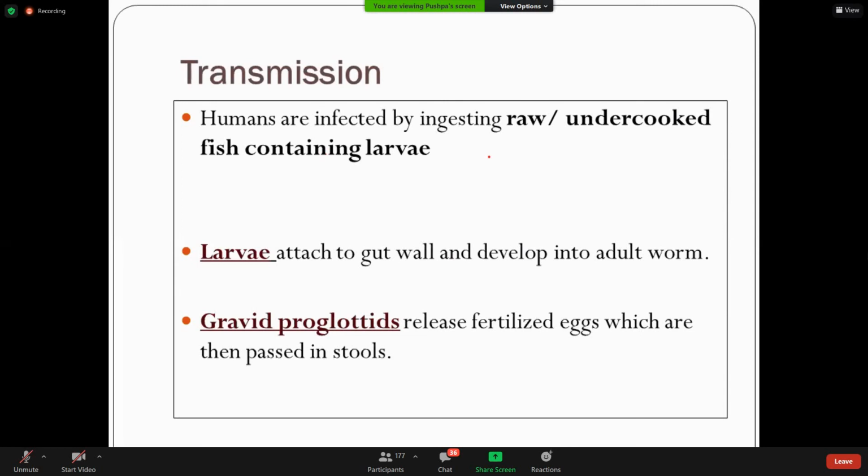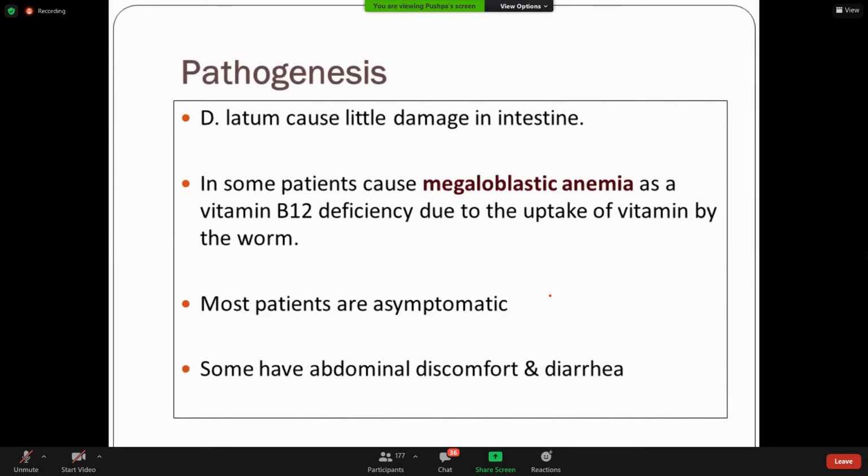Humans are infected by ingesting raw or undercooked fish containing larvae. Larvae attach to the gut wall and develop into adult worms. This will cause megaloblastic anemia because of its preference for vitamin B12. It causes deficiency in the host.